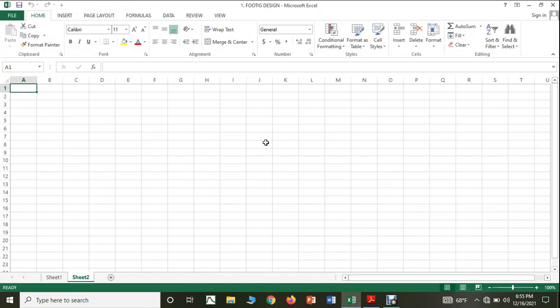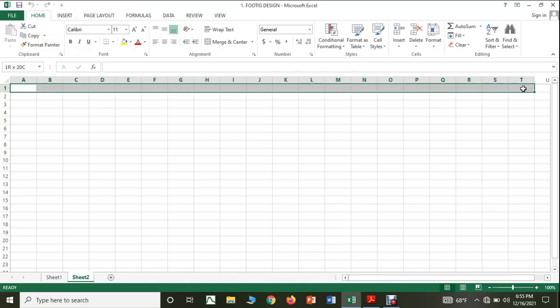So let us take this fresh Excel sheet, and let us give the name. We are doing the concentric isolated footing, so let us give that name: Concentric isolated footing.